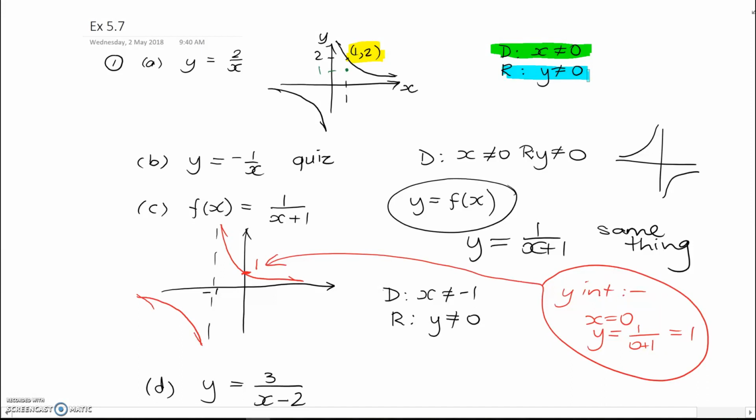So 1b, y equals minus 1 over x. Yes, we did do it in the quiz, but because this is now looking online, I'll quickly draw it. So we know that y equals 1 over x has that general shape. So if I'm going to make everything that's in that shape negative, see all these positives, they now become the negative. And see all these negatives, a negative is a positive, so they all become a positive.